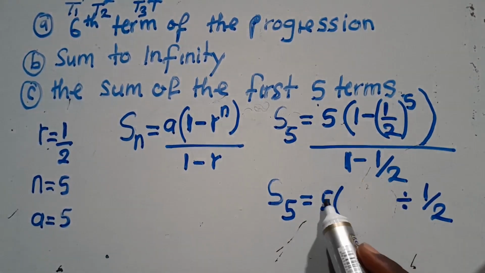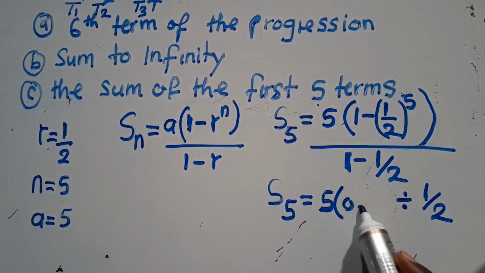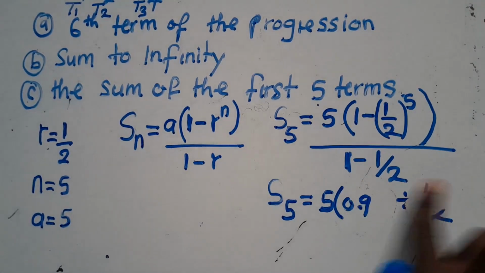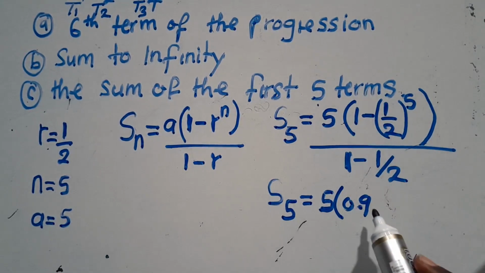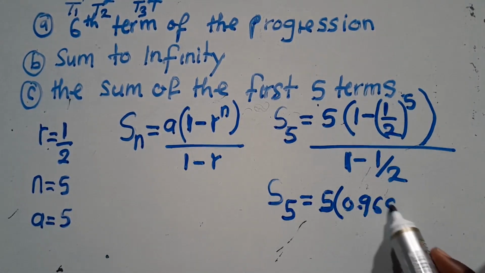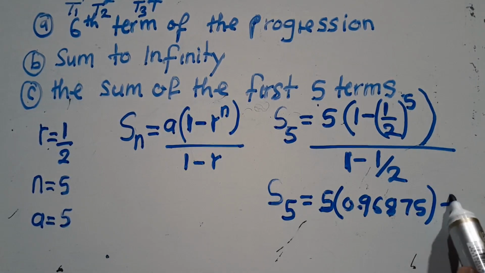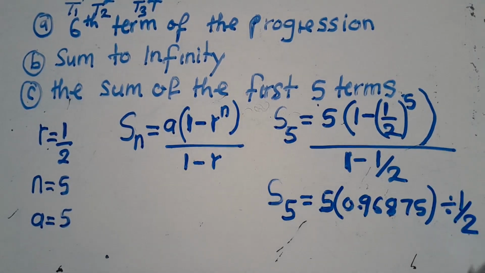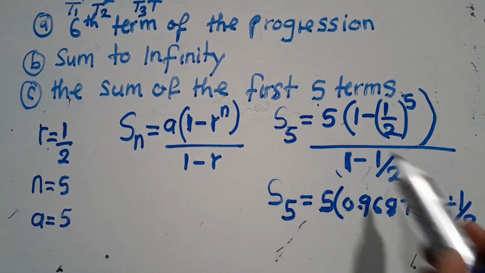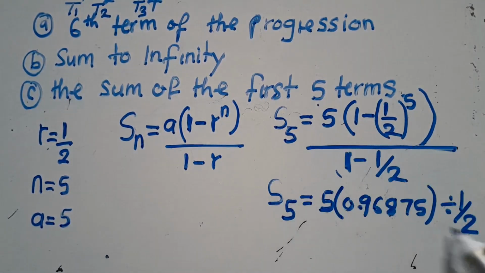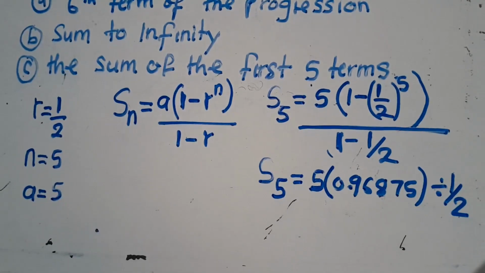5 open bracket, there is 0.9... So 0. Of course something 0.96875 like this. Then I say divide what? 1/2. The answer there. So this one here comes this side. I know that the next step here, what I'm going to do is this.